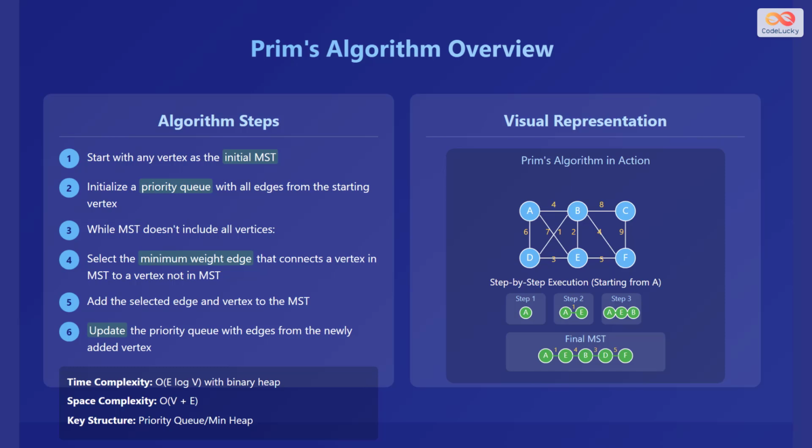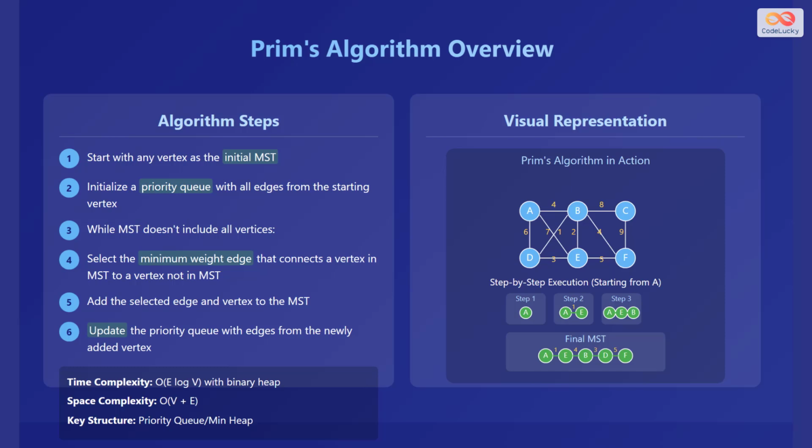Prim's algorithm is another classic algorithm for finding the minimum spanning tree of a connected, weighted graph. The steps are as follows. Start with any arbitrary vertex as the initial MST. Initialize a priority queue with all edges from the starting vertex. While the MST doesn't include all vertices, select the minimum weight edge that connects a vertex in the MST to a vertex not yet in the MST. Add the selected edge and vertex to the MST. Then, update the priority queue with edges from the newly added vertex.